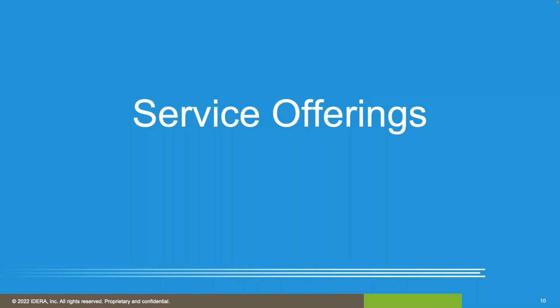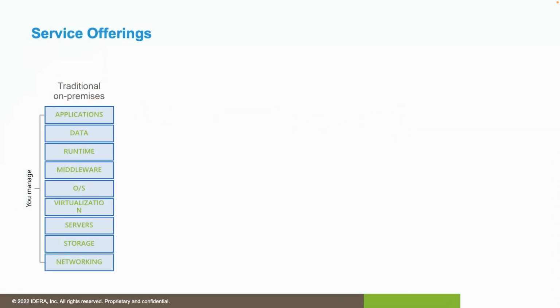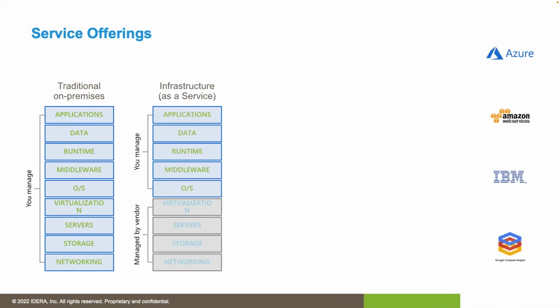Service offerings. So location is important. The other thing that I've seen quite often in the cloud, when dealing with individuals or organizations who want to move to the cloud or are already there, is they don't choose the right service offering for their given workloads from a database perspective. So when we talk about service offerings, what I'm talking about is the differences between traditional on-premises, infrastructure as a service, and platform as a service.